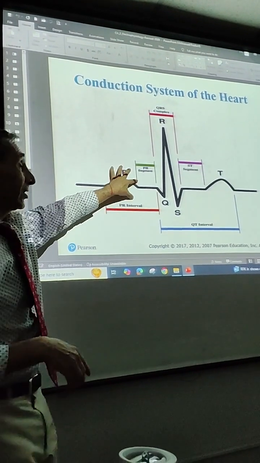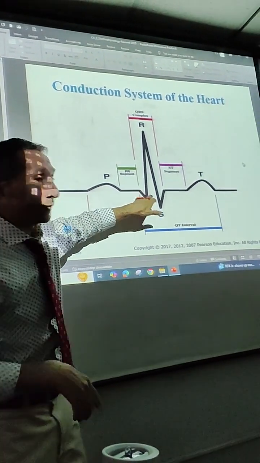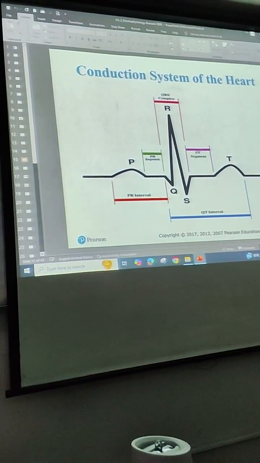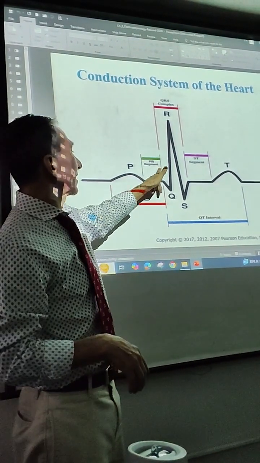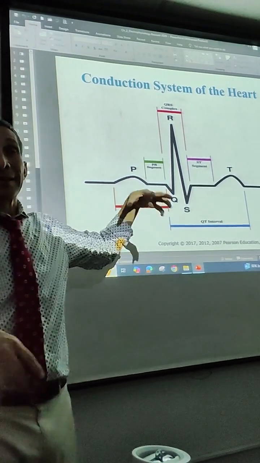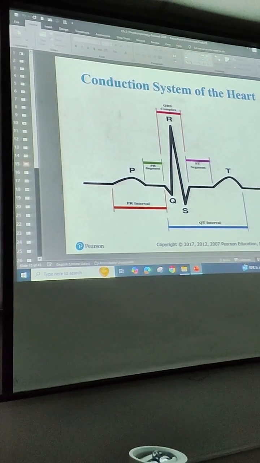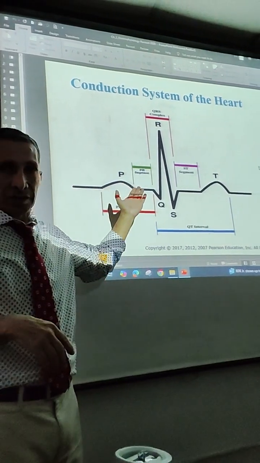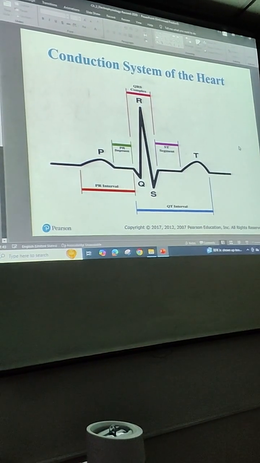See? The atria contracts. So the switch right here. So the AV node is represented by the PR segment. See? PR segment. Because the atria contracts, the ventricles don't have to contract immediately. Remember, this is seconds. This is not minutes, this is seconds. So then you have a little pause.